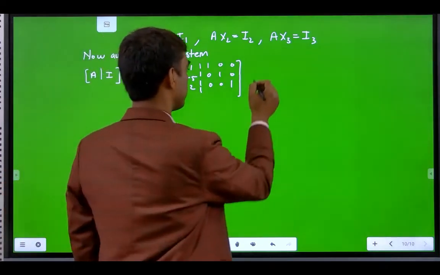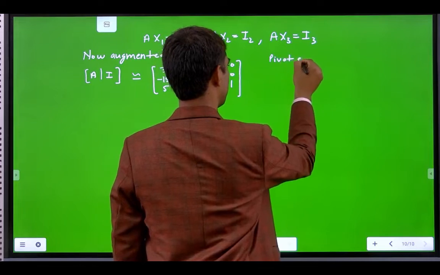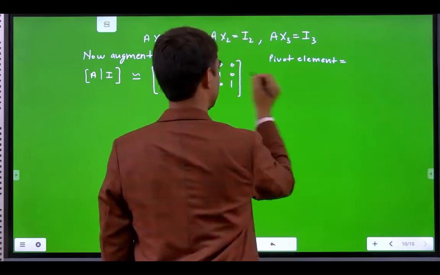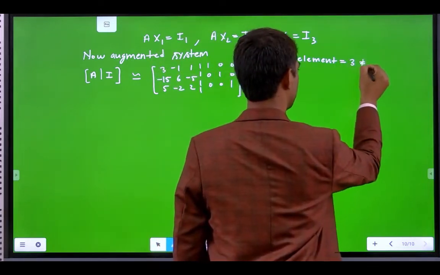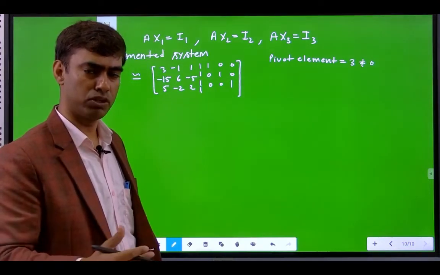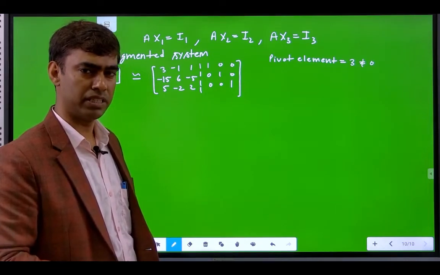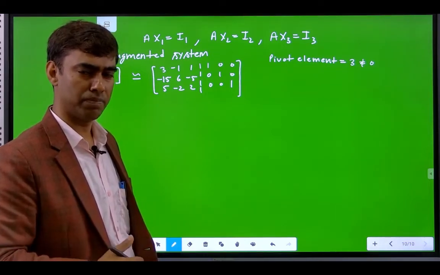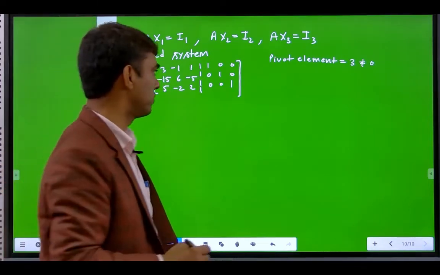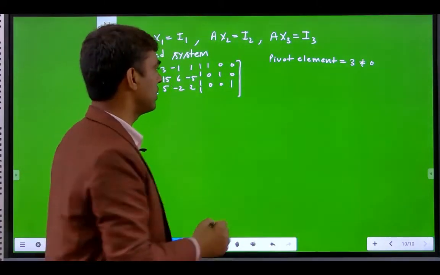For this, first we choose the pivot element. The pivot element here is 3, and this is not equal to 0, so we may apply the Gauss-Jordan method. If the pivot element equals 0, then we cannot apply the Gauss-Jordan elimination method; then by performing partial or complete pivoting, we try to make the pivot element nonzero. So the pivot element is 3, which is not equal to 0.